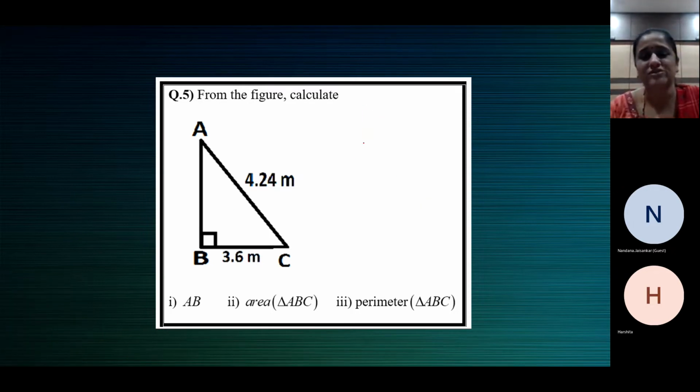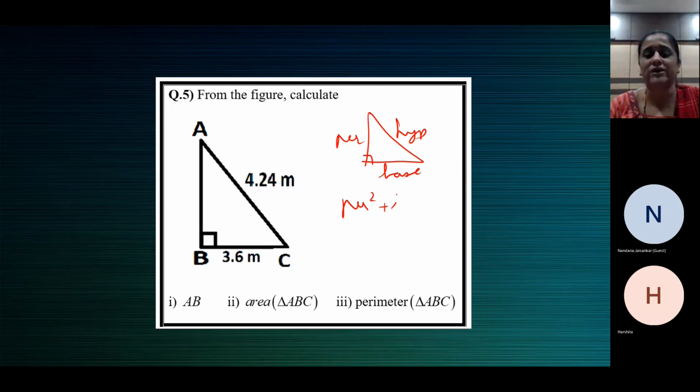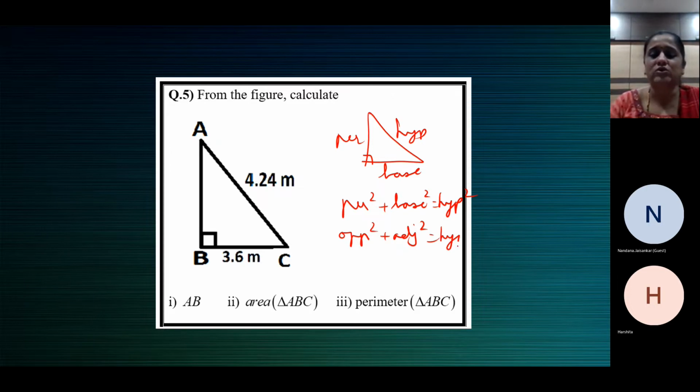So all those terms, opposite, adjacent, hypotenuse, you can use when the triangle is not named. See, it's not named. Now, how will you refer to this side? So you call this the base. How will you refer to this side? So you call it the perpendicular. And this one, the hypotenuse, because it's not named. So you're going to write perpendicular square plus base square is equal to hypotenuse square. Or, you're going to write opposite square plus adjacent square is equal to hypotenuse square. You can use all this when the triangle is not named.